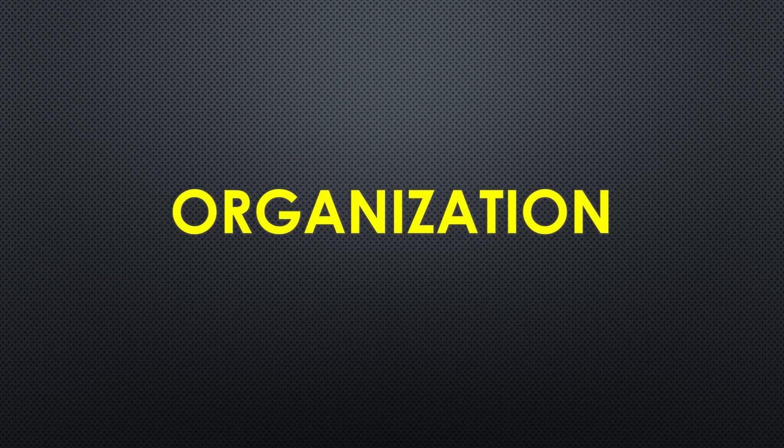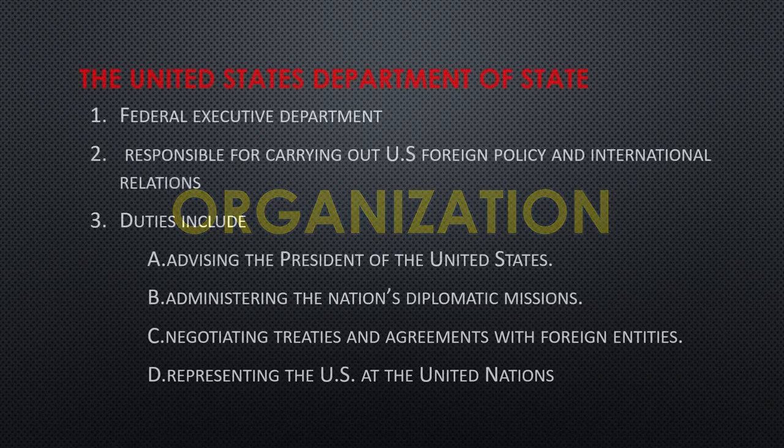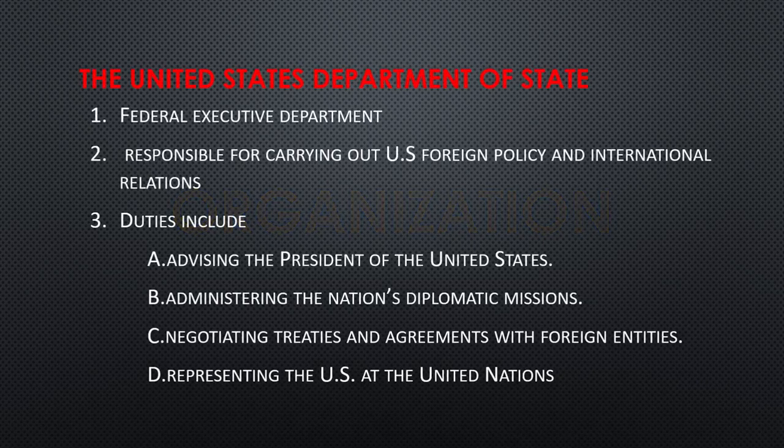To make it easy to understand, we are going to discuss with an example, that is, the United States Department of State. This is the department which plays a major role in implementing these policies in the US. The United States Department of State, commonly referred to as the State Department, is a federal executive department responsible for carrying out US foreign policy and international relations. It was established in 1789 as the nation's first executive department.